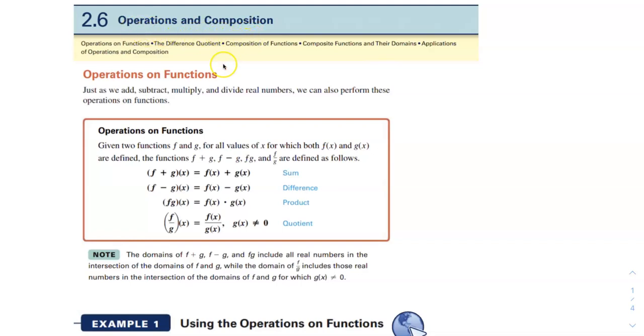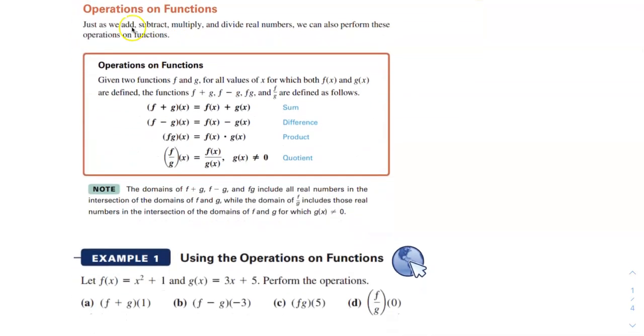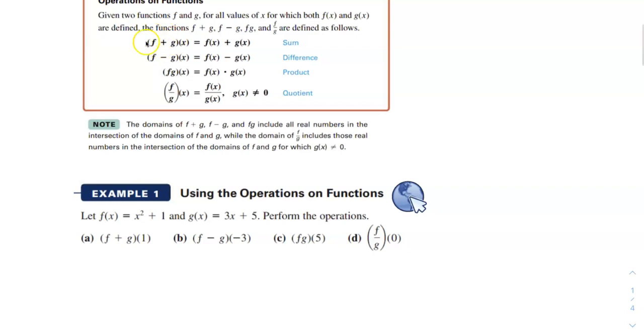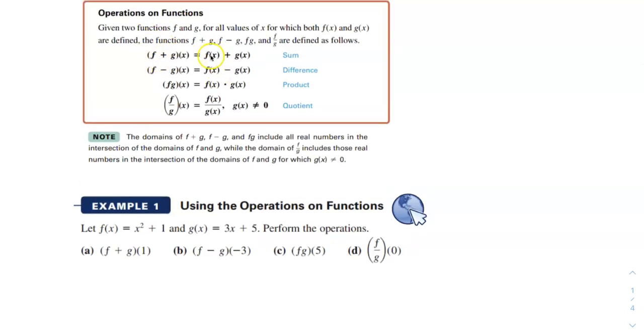Operations composition. So we're going to do operations on functions. Just like how we add, subtract, multiply, and divide real numbers, we can do the same with functions. This is what the notation looks like. So when you see f plus g of x, that means f of x plus g of x.